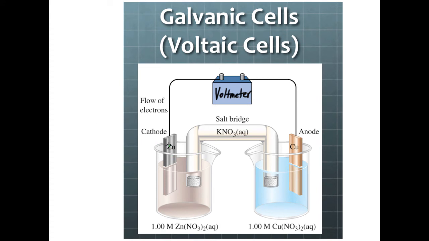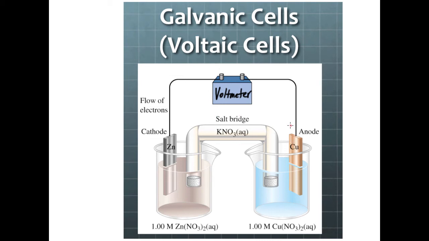So we have here the zinc metal placed into a zinc solution, copper metal placed into a copper solution. So no reaction can happen between these two because they're separated from each other. There's no connection. Now, if we hook up wires to this and we put a voltmeter in here, we can measure the voltage going across the wire. Hopefully you know some stuff about electrical energy from physics.